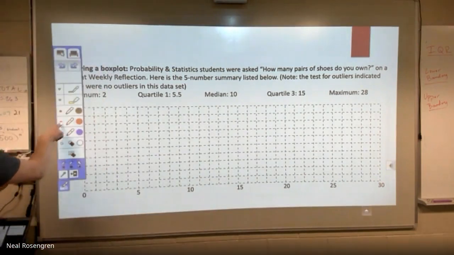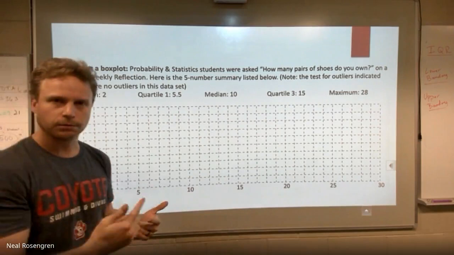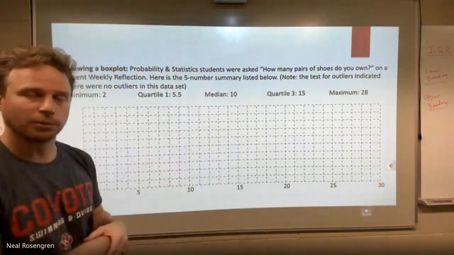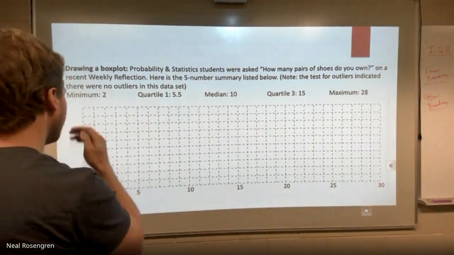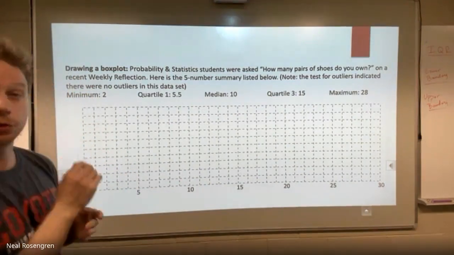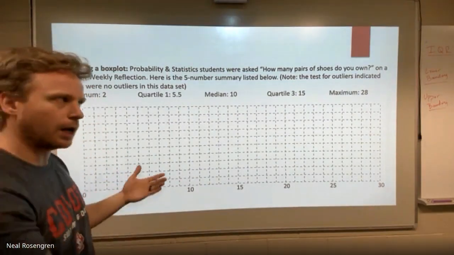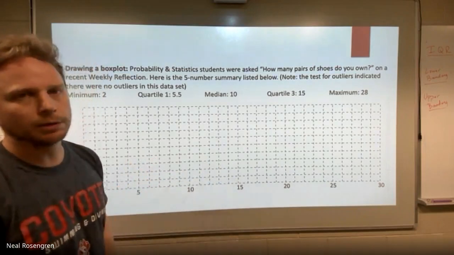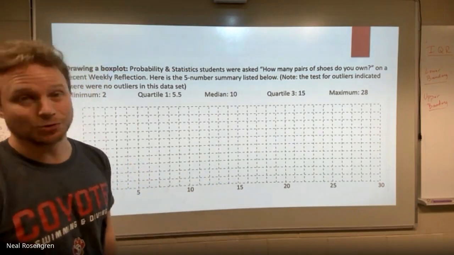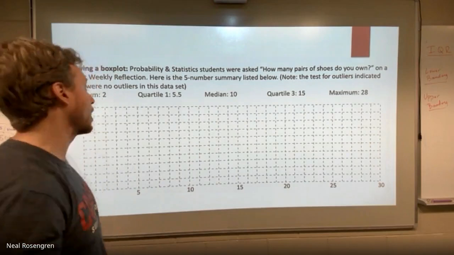I can't draw straight lines because I'm writing on top of the projector, so I'm going to do my best. But I just want to give you a sense of how to draw these, okay? We don't need to draw them on a graph like this with the grid behind it, but it makes it really easy to draw straight lines and make sure that we're counting things off really well.